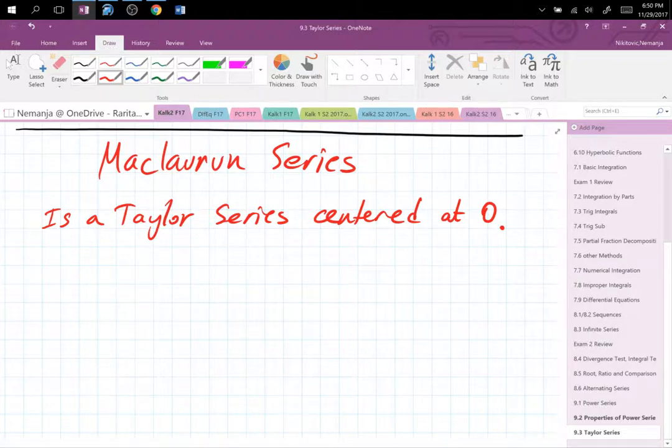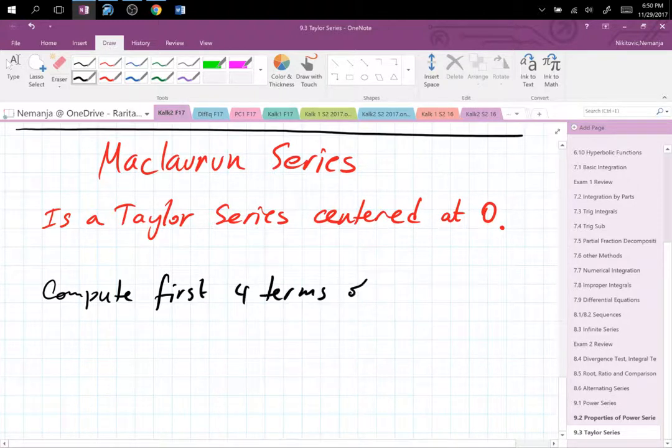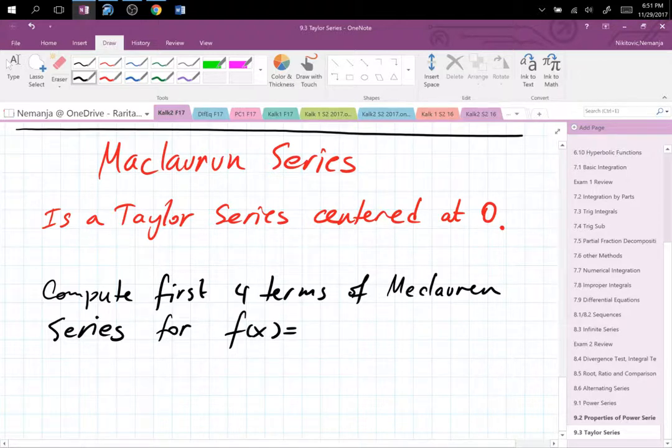So, where is the homework example? Compute the first 4 terms of the Maclaurin series for the function given by f of x. And here's your problem number 12. ln of 1 plus 4x. There we go.